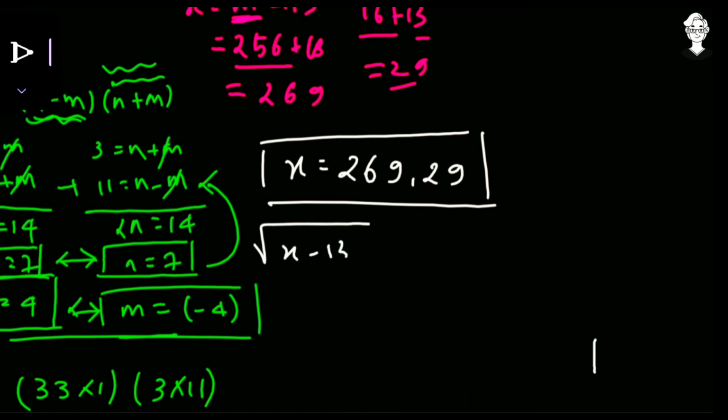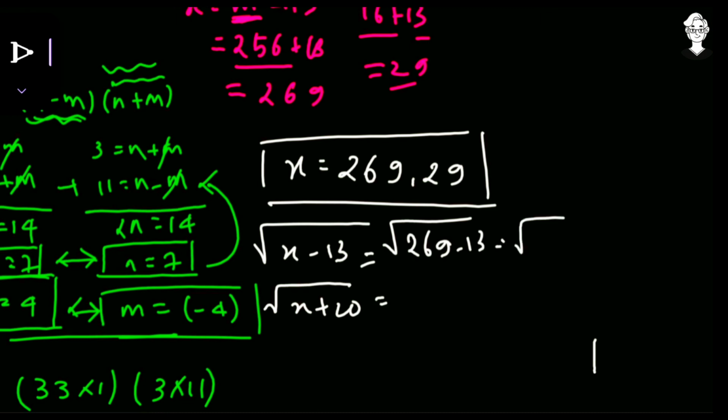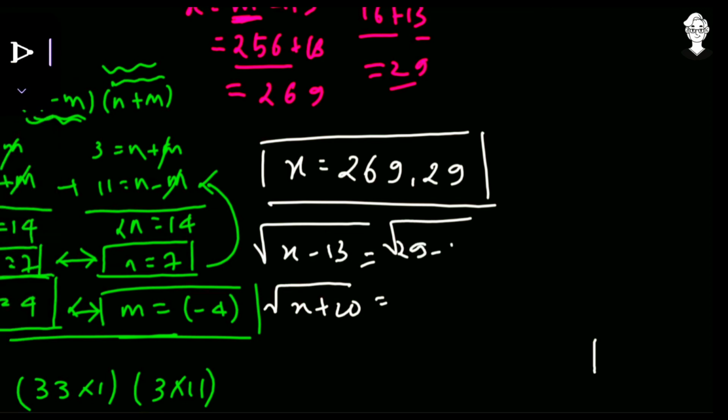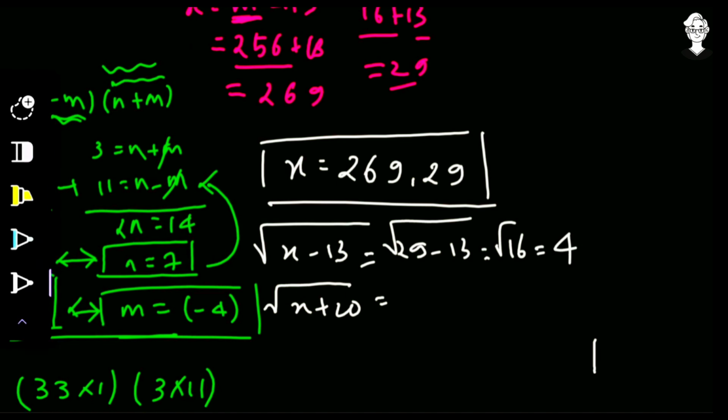So under root x minus 13 was the first and under root x plus 20 was the second. When I put 269 first, 269 minus 13 is equal to under root 256, and that's the perfect square of 16, a perfect integer we are getting. Now instead of 269, let us put 29. So 29 minus 13 is equal to under root 16, and under root 16 is the perfect square of 4. Yes, so it works on both.